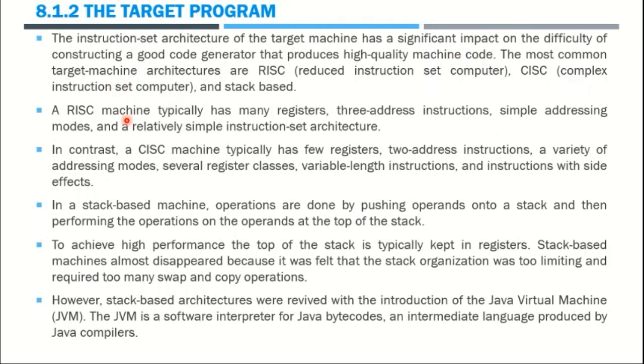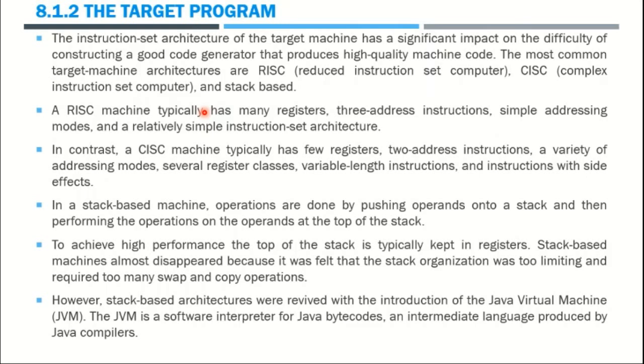In case we are using a RISC machine, reduced instruction set computer, then it has a large number of registers, 3 address instructions, simple addressing modes and a relatively simple instruction set architecture. That means whenever we choose reduced instruction set computers as a target, we can easily generate the target code. Why? Because enough registers are available. Based on those registers, we can easily store the 3 address representation in the registers, simply generate the addressing modes, and generate the target code for that particular program.